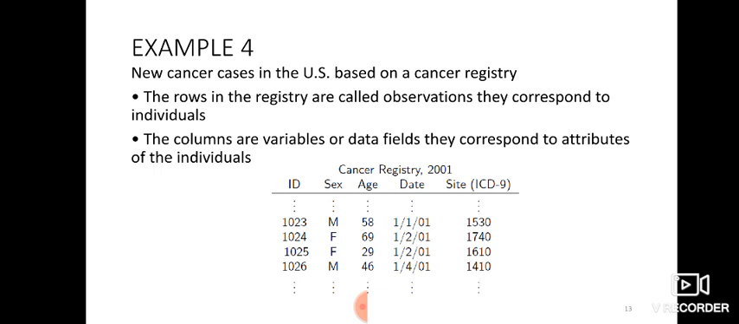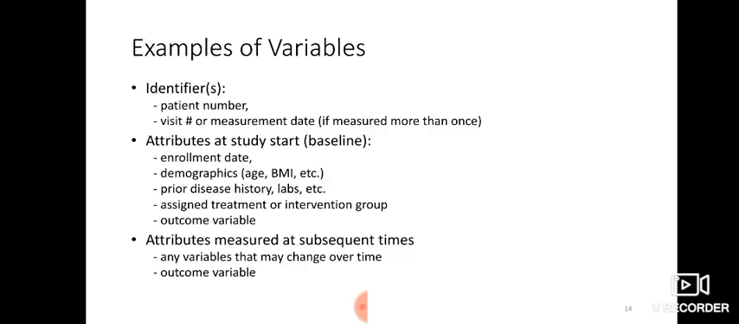Next, when we consider the cancer cases in the USA based on a cancer registry, the rows are called the observations, that is the ID, sex, age, date and site. They correspond to individual values. So what is a variable? A variable is an identifier. For example, it can be a patient number or the measurement date.